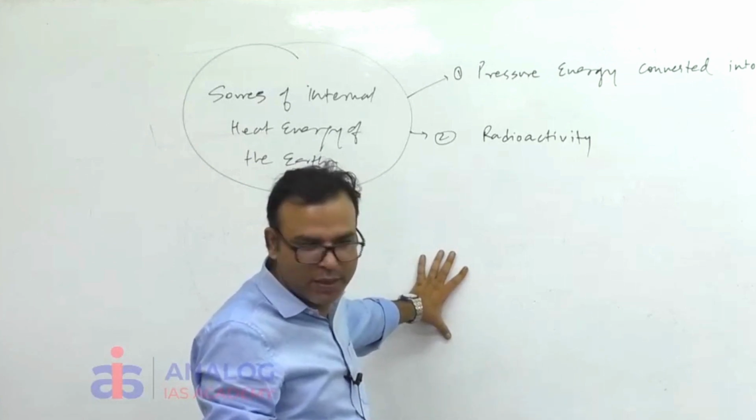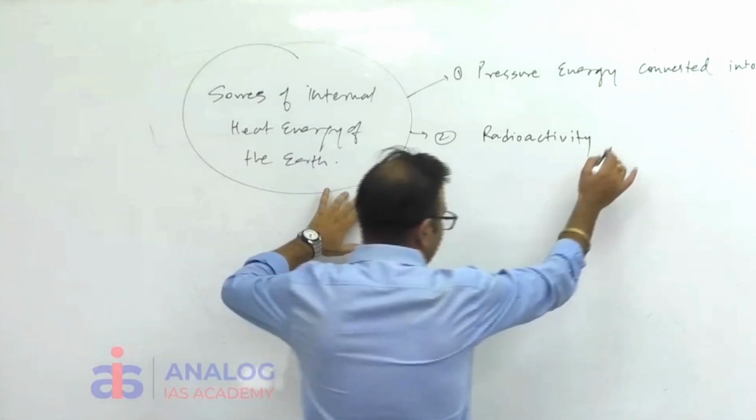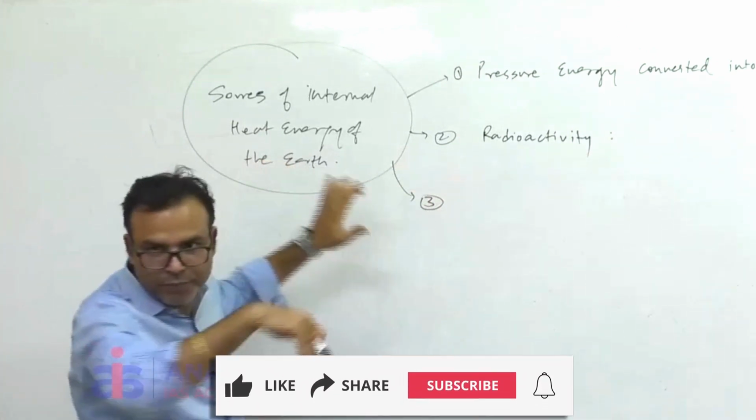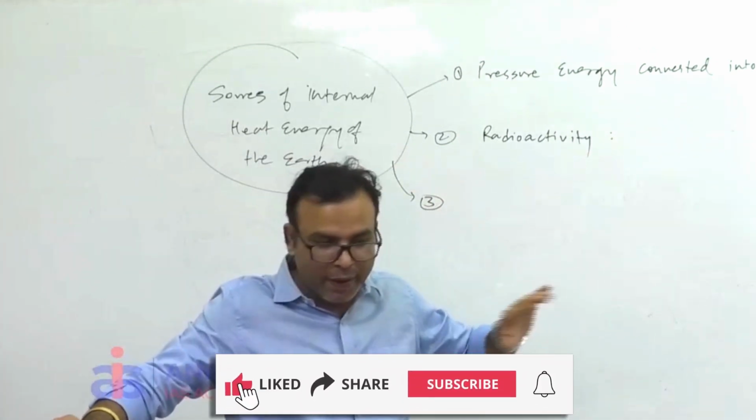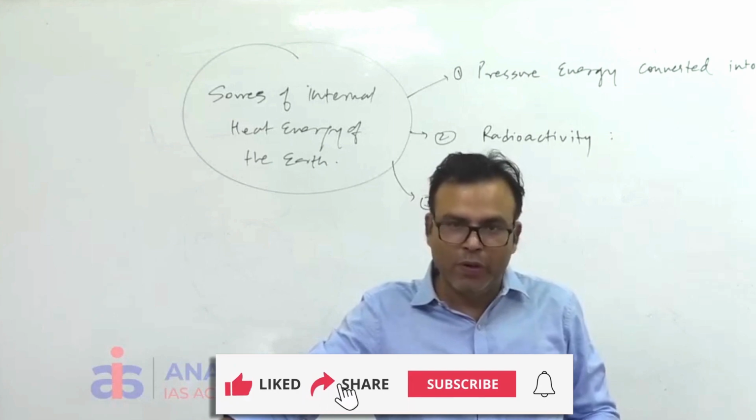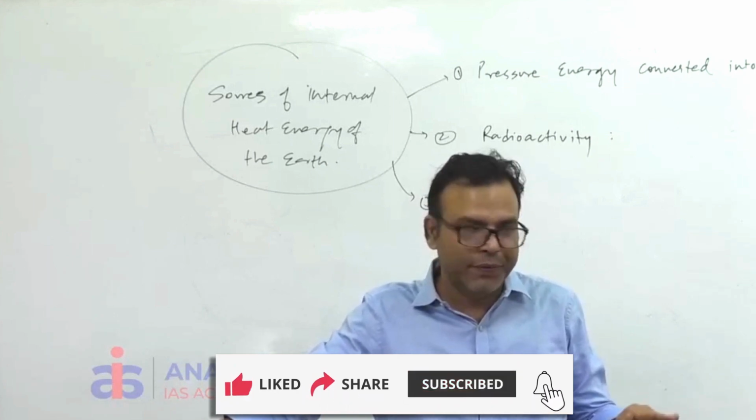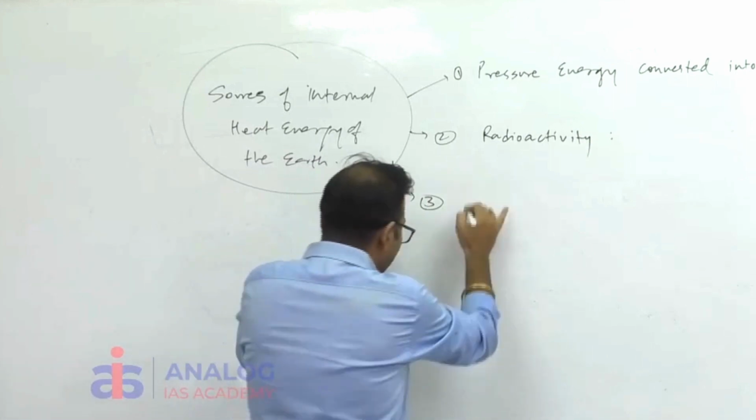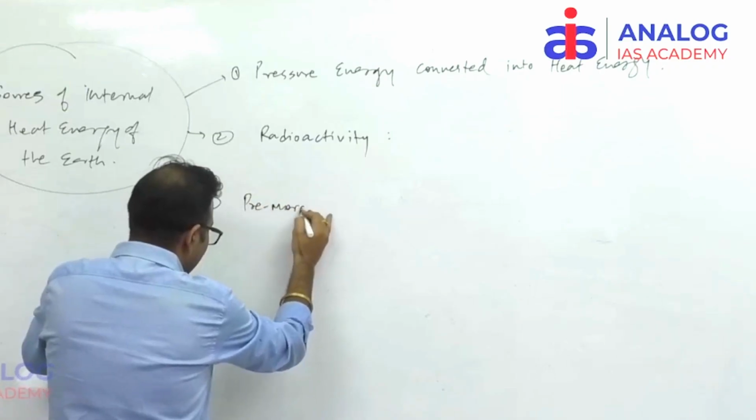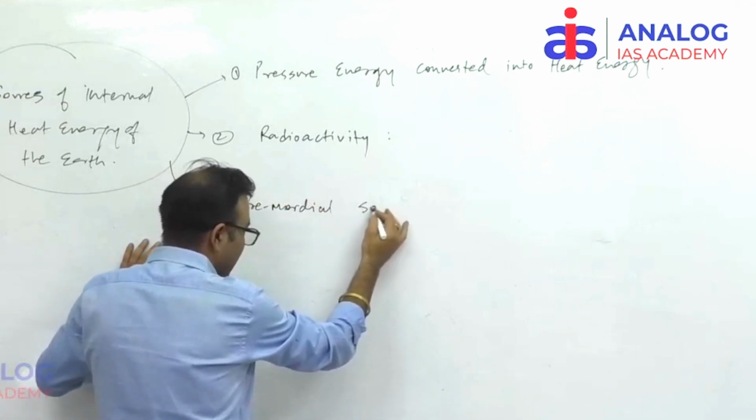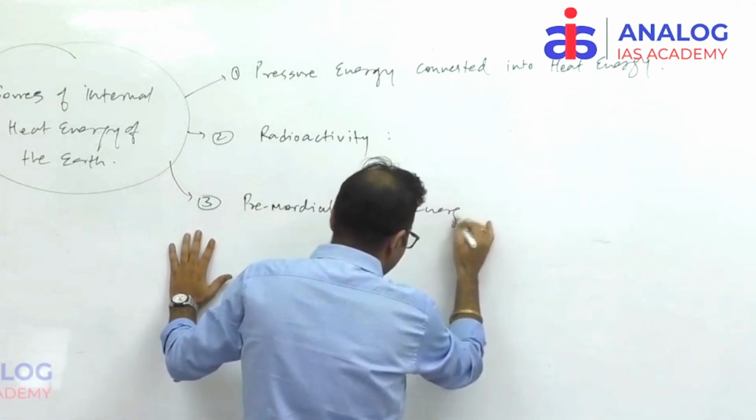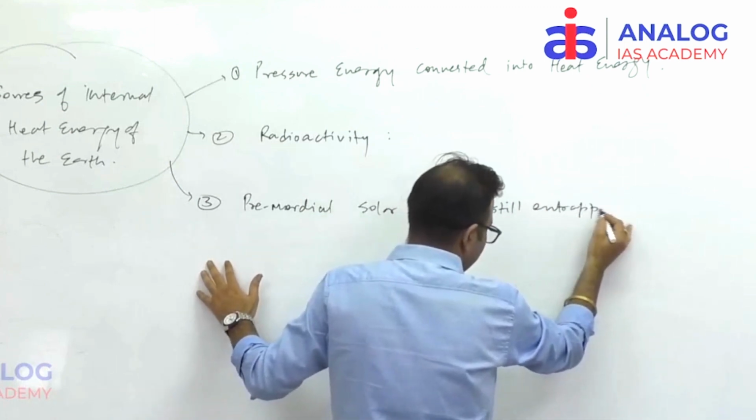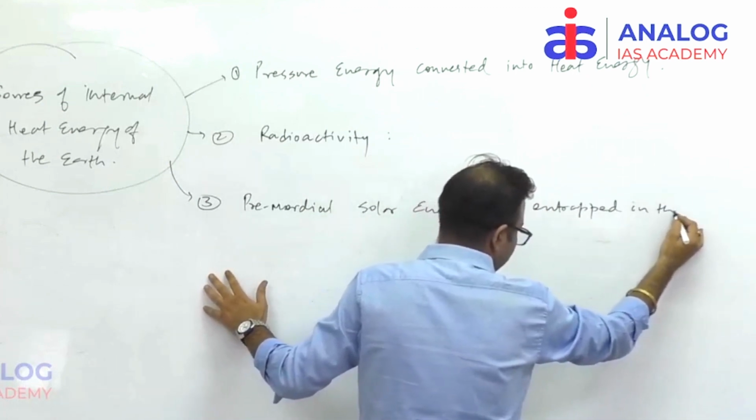Radioactive substance means heavy unstable nucleus. Radioactivity also increases with the depth. Third, an important reason is that primordial solar energy is still entrapped in the earth's interior. Primordial means remnant of the sun. Which energy? Solar energy, still entrapped in the core.